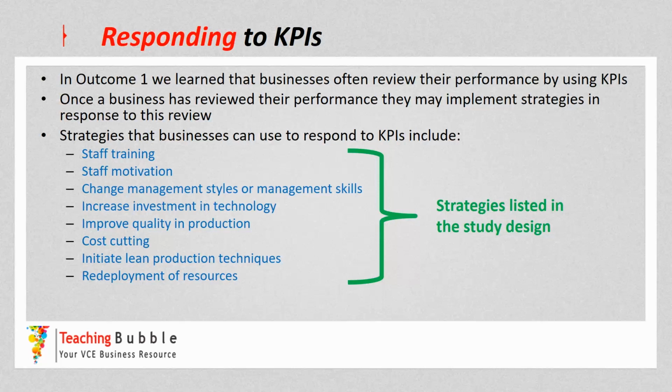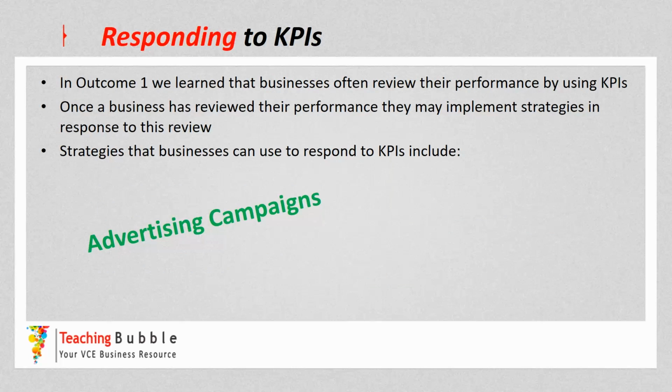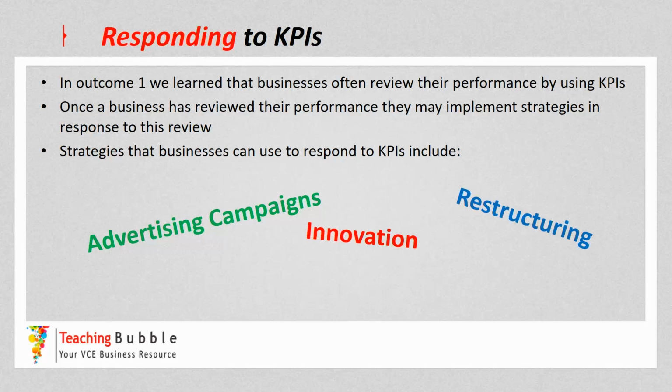So for example, a business may have a low number of sales, and they may look to increase their number of sales or market share, and they might introduce a new advertising campaign, or they may look to innovate. It could be that a business has high costs, so they look to restructure their particular business and shut down areas of the business that aren't performing well, or they may even change their pricing strategy to look to be more competitive in certain areas. So there's a number of different strategies that businesses can use, and again, that's not an exhaustive list, but it's really important that you know all the specific strategies listed on the previous slide and that you can link them to how they can improve or respond to different key performance indicators.